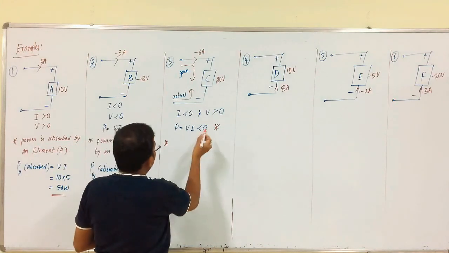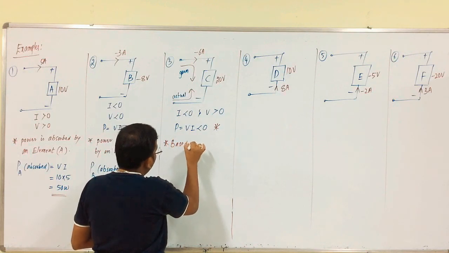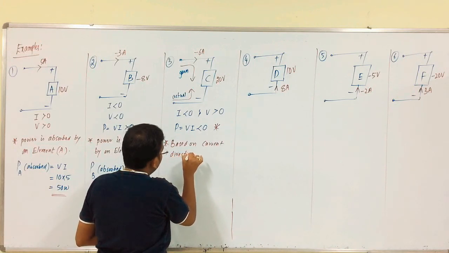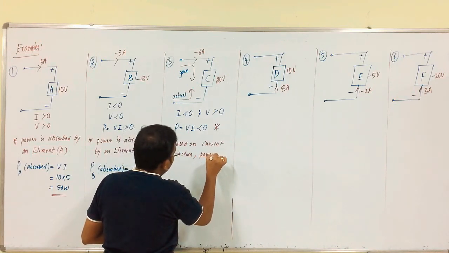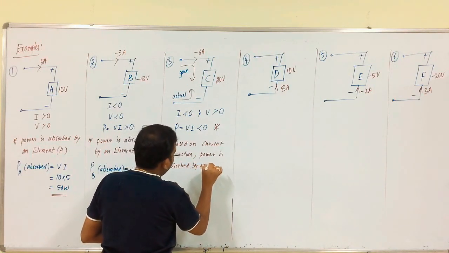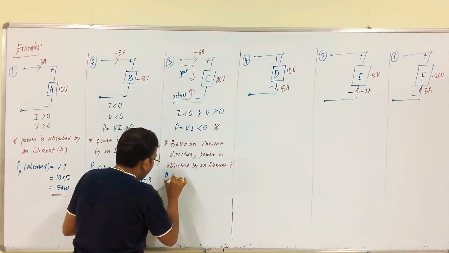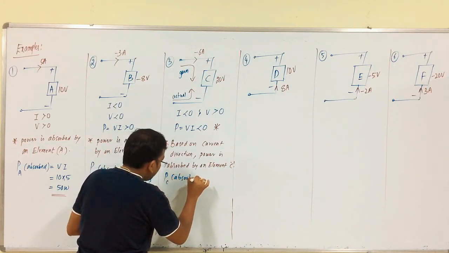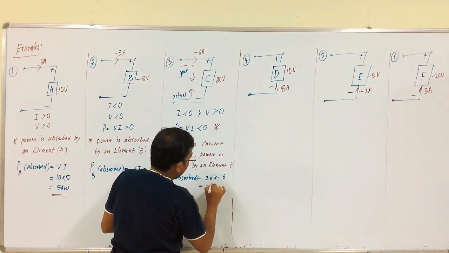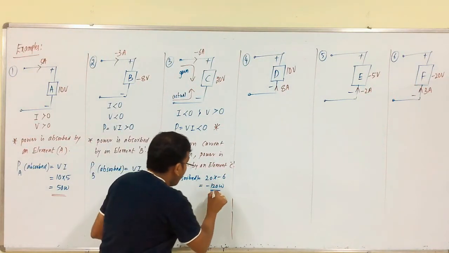Okay. Therefore, based on current direction, power is absorbed by an element C. That is, what is the power absorbed by an element C? It equals 20 into minus 6, that is minus 120 watts of power is absorbed.